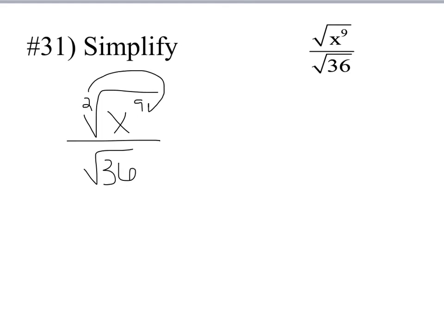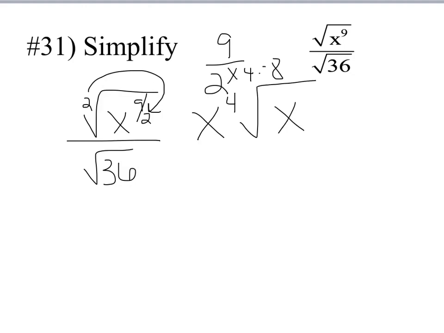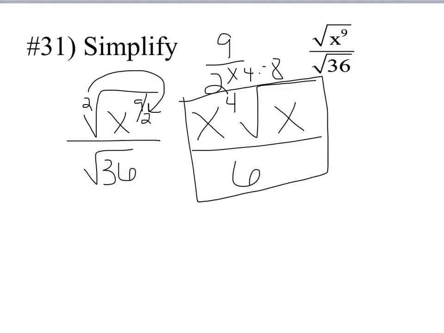So I'm going to take this 2, and I'm going to bring it back here and make it my denominator. And I'm going to ask myself, how many times does 2 go into 9? So I have 9 divided by 2. It goes into 9 4 times. So that means I can bring 4 x's out front. Now 2 times 4 is 8. So how many x's do I have left over? I started with 9. I used 8 of them. So I have 1 left over, and that's what's going to stay inside my radical. And we know that the square root of 36 is just 6. So your answer is x to the 4th times the square root of x over 6.